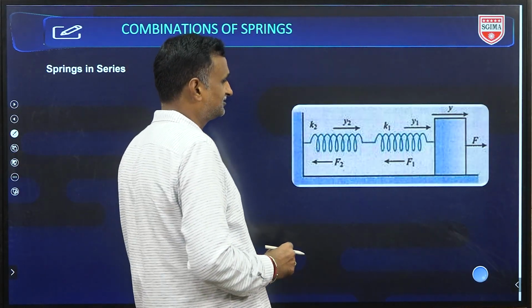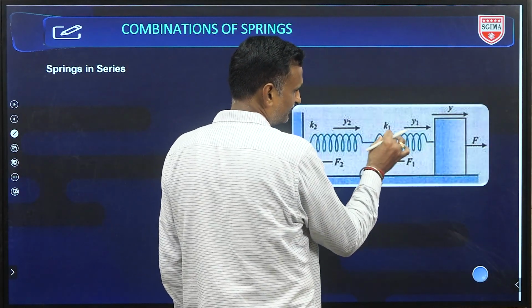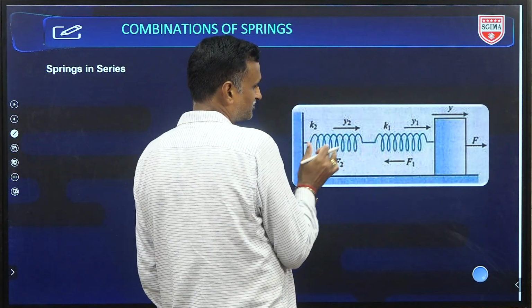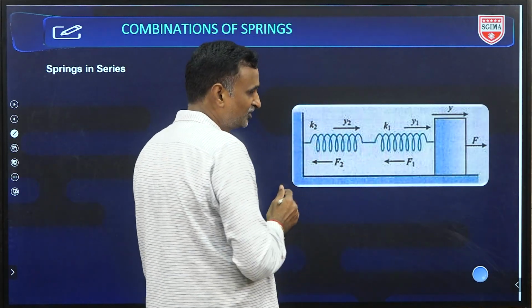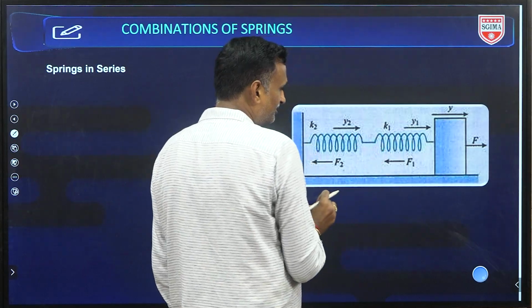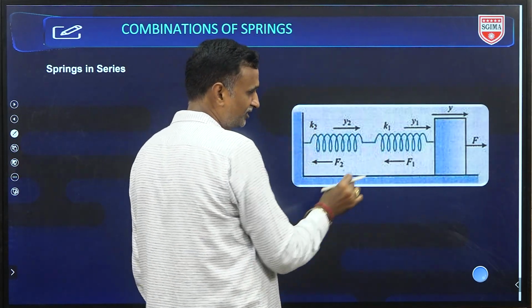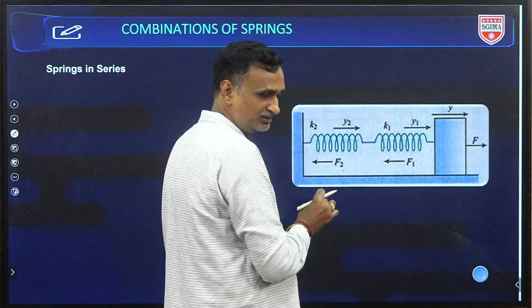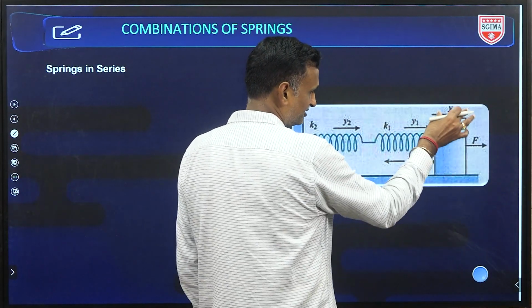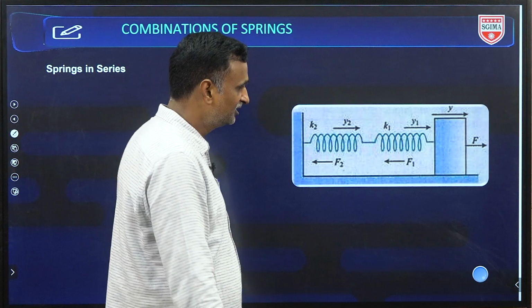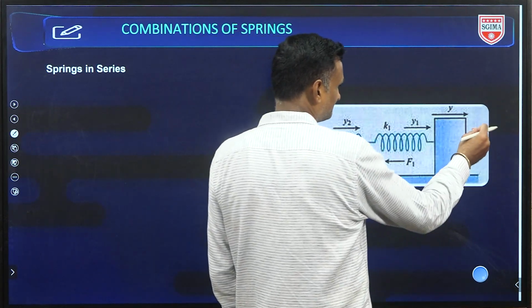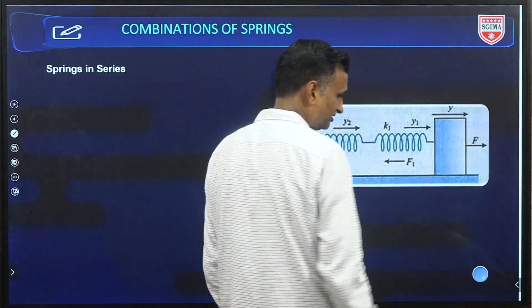Let us see, one spring here has spring constant K1 and one more spring has constant K2, and these are connected end to end, such that one end of the second spring is connected rigidly and the other end is connected to spring 1, and spring 1's other end is connected to the block. Now, here it is applying some force F, pulling to the right side.